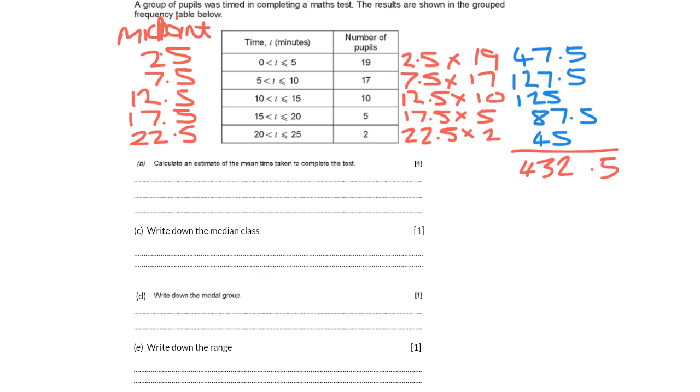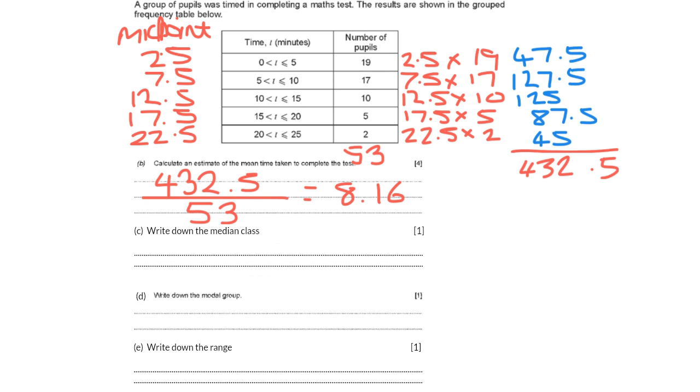Then we need to know how many pupils there were. Now sometimes it will tell you this in the question, other times you'll have to work it out. And that is 53. Now to estimate the mean, we've got 432.5 divided by 53. And that will give us an estimate for the mean of 8.16 to 2 decimal places.